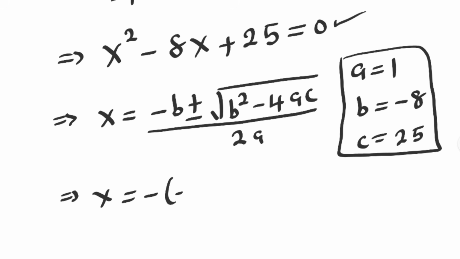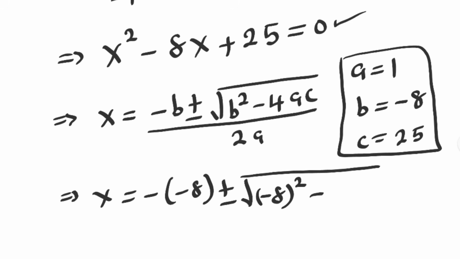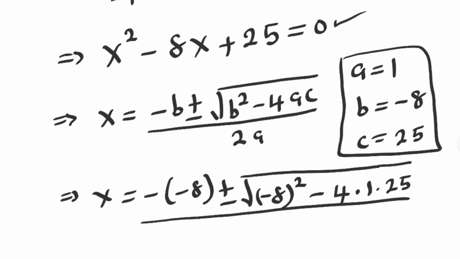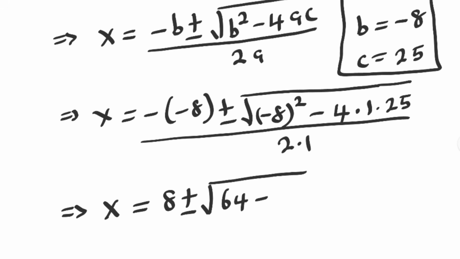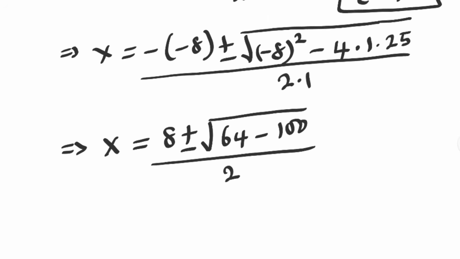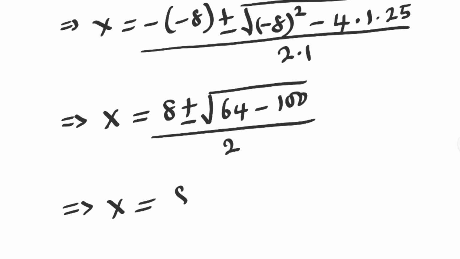x is equal to minus bracket minus 8 plus or minus square root of minus 8 square minus 4 multiplied by 1 multiplied by 25, divided by 2 multiplied by 1. x is equal to minus times minus 8, that is 8, plus or minus square root of minus 8 squared, that is 64, minus 4 multiplied by 1 multiplied by 25, that is 100, divided by 2 multiplied by 1, 2. x is equal to 8 plus or minus square root of 64 minus 100, that is minus 36, divided by 2.